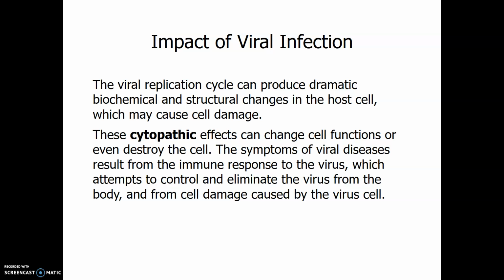So, okay, now the impact of viral infection. What happens when a virus does infect an organism? It says the viral replication cycle can produce dramatic biochemical and structural changes in the host, and that may cause cell damage. And these effects are called cytopathic. Path refers to disease and cyto refers to cell. So cytopathic means they are effects that can cause damage to a cell. So these cytopathic effects can change cell functions or even destroy the cell.